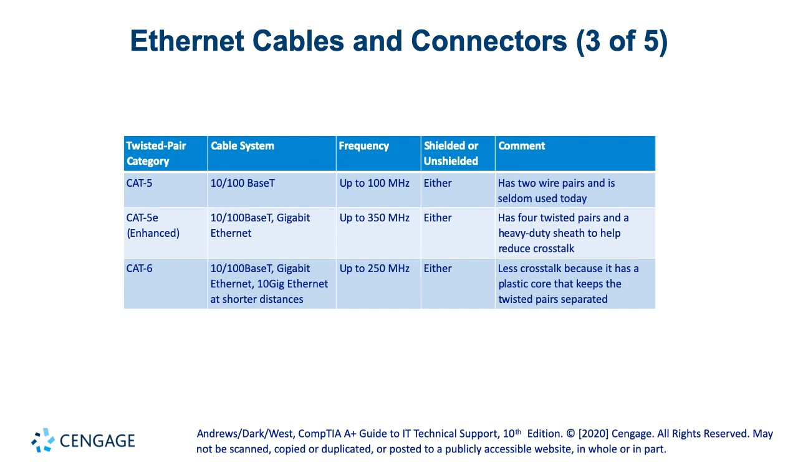And then you have the different frequencies that they run at, right? Cat5 is at 100 megahertz, Cat5e is at 350 megahertz, Cat6 is at 250 megahertz. But as I said, the majority of networks today will use Cat6 or higher.